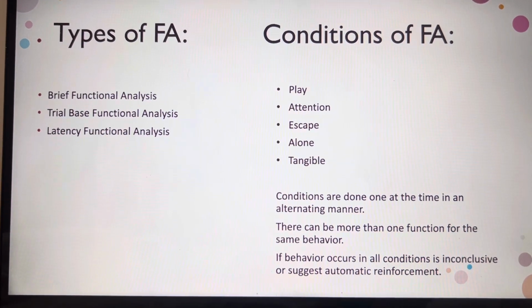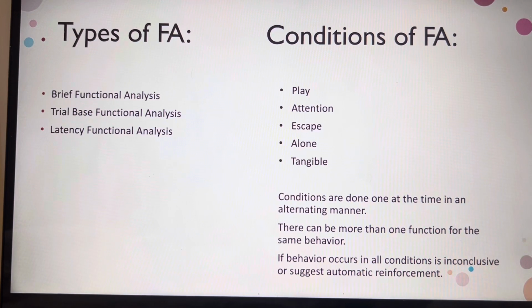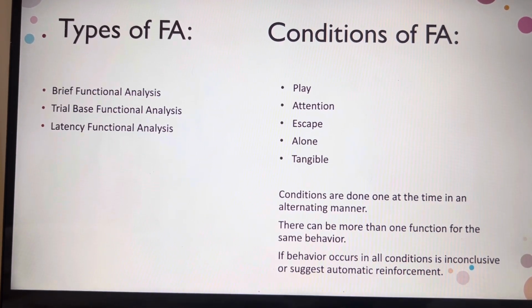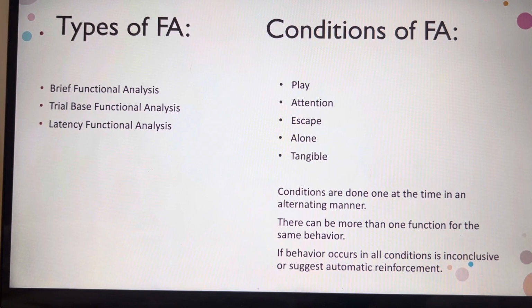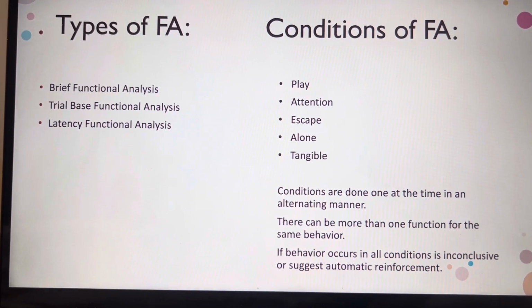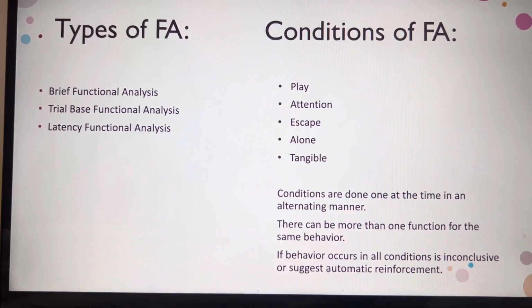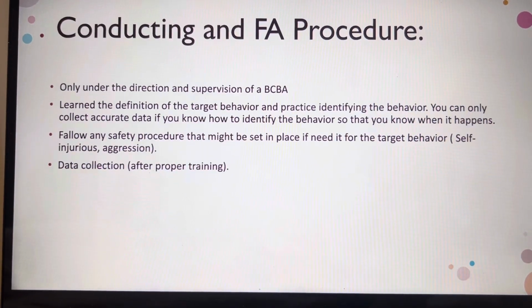For the purpose of this video, we're going to focus on the basic functional analysis, and these are the conditions. The conditions for an FA are play, attention, escape, alone, and tangible. Conditions are done one at a time and in an alternating manner. There can be more than one function for the same behavior. If behavior occurs in all conditions, it is inconclusive or it suggests automatic reinforcement.